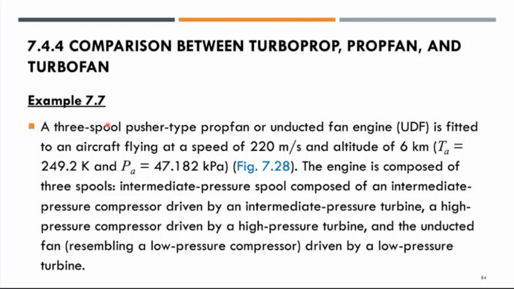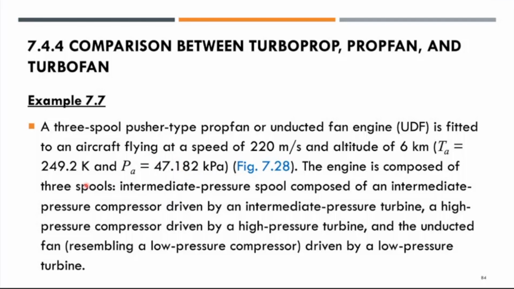A 3-spool pusher type prop fan or unducted fan engine (UDF) is fitted to an aircraft flying at a speed V of 220 meters per second. The altitude is given as 6 kilometers, where the ambient temperature is 249.2 Kelvin and the ambient pressure PA is 47.182 kilopascal, as shown in figure 7-8.